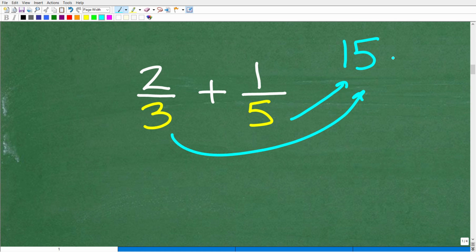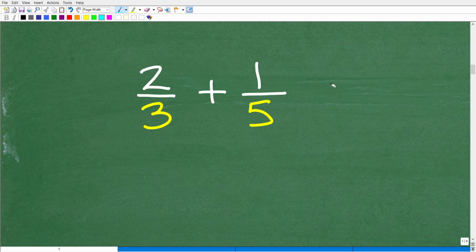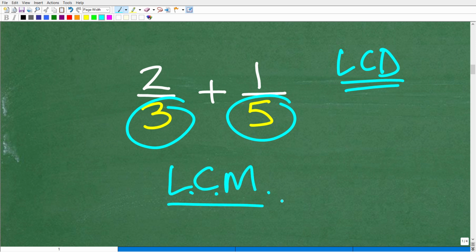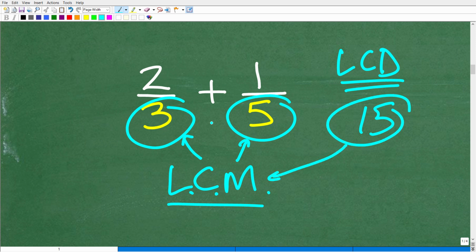Now that's a pretty good way of thinking about the LCD, but really, technically, the LCD of a fraction or two fractions is the lowest common multiple of the denominators of these values, right? Now, here's another fancy math term. So some of you are like, oh no, boy, another basic math term that I totally forgot. Well, let's go ahead and talk about the lowest common multiple because we need to understand it. All right, so remember the LCD is 15, but this is the lowest common multiple between these two numbers here.